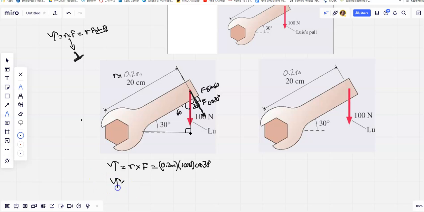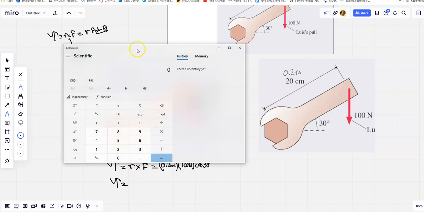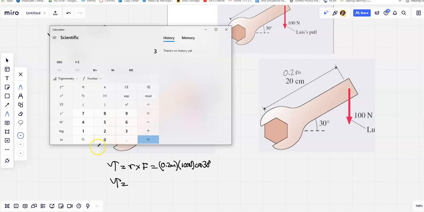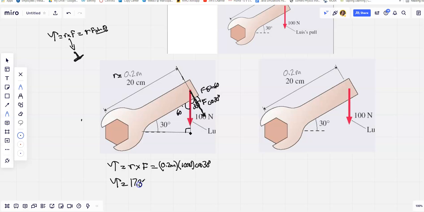So working this out, I'm going to start with 30 degrees cosine, multiply that by 0.2, multiply that by 100 newtons, and get 17.32. So this is going to be 17.32 Newton meters. Okay. That was interesting. Let's try the alternate way.